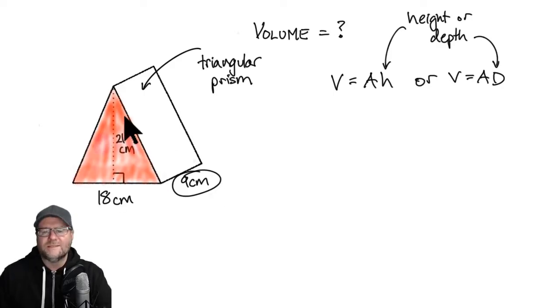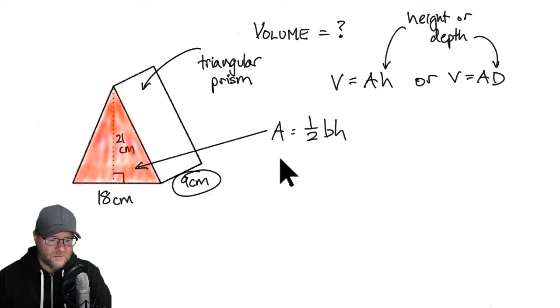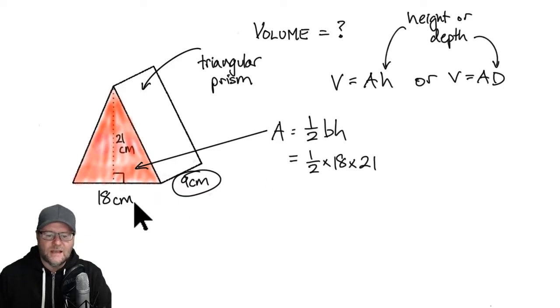So I want to work out this area first. It's always the first step. Get the area of the shape on the end. It's a triangle, so it's half times the base times the height. So half times 18 times 21 gives me an area of 189.